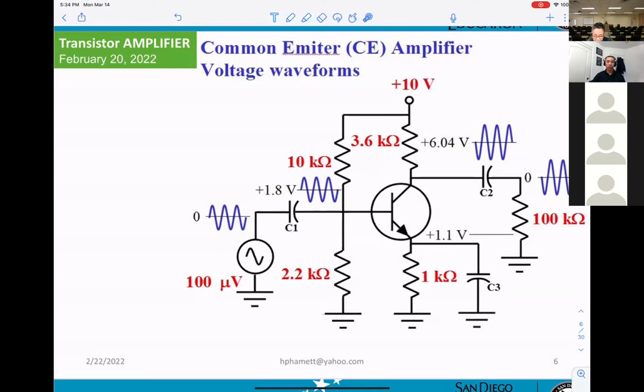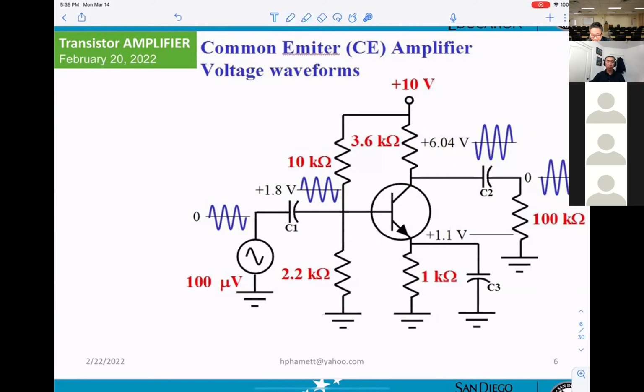Okay? And at the output, at this point, you can also get a DC calculation. That's what you get, VC 6.04 volt. And you can also get the sine wave, amplified, opposite in phase. Same thing: if you want to measure this peak to peak, you must set your scope to AC coupling.